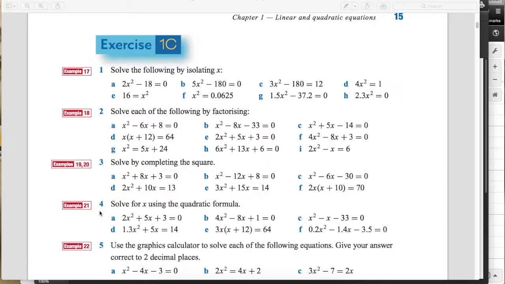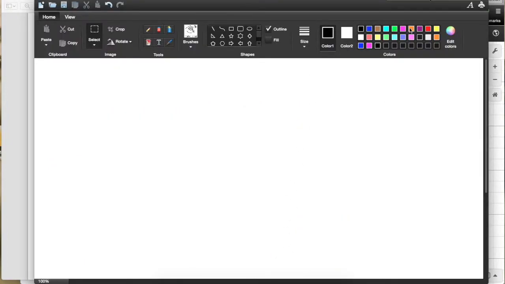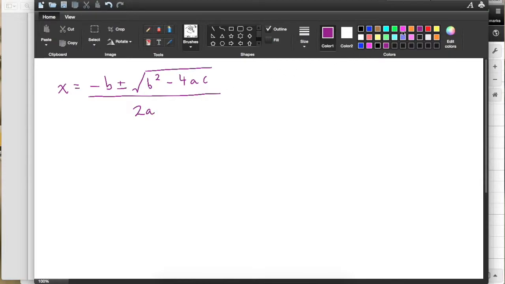Okay, so we're looking at question 4 of 1C. First of all, let's just pick apart the quadratic formula a little bit. So the quadratic formula is x equals negative b plus or minus the square root of b squared minus 4ac, all over 2a. Now there's a lot going on here, so we're just going to break it down a little bit.